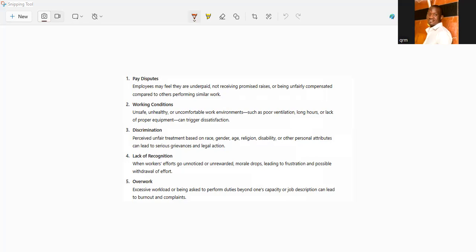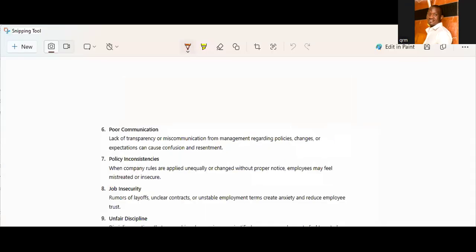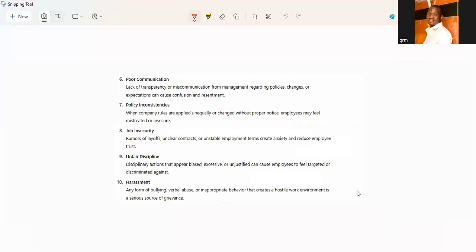Also, poor communication can result in strikes, as well as policy inconsistencies where rules are not fairly administered. Job insecurity where there are rumors of layoffs, unfair discipline where disciplinary actions appear to be biased, and also harassment, which comes from bullying, verbal, and also sexual harassment. So these are the various sources of industrial grievances.